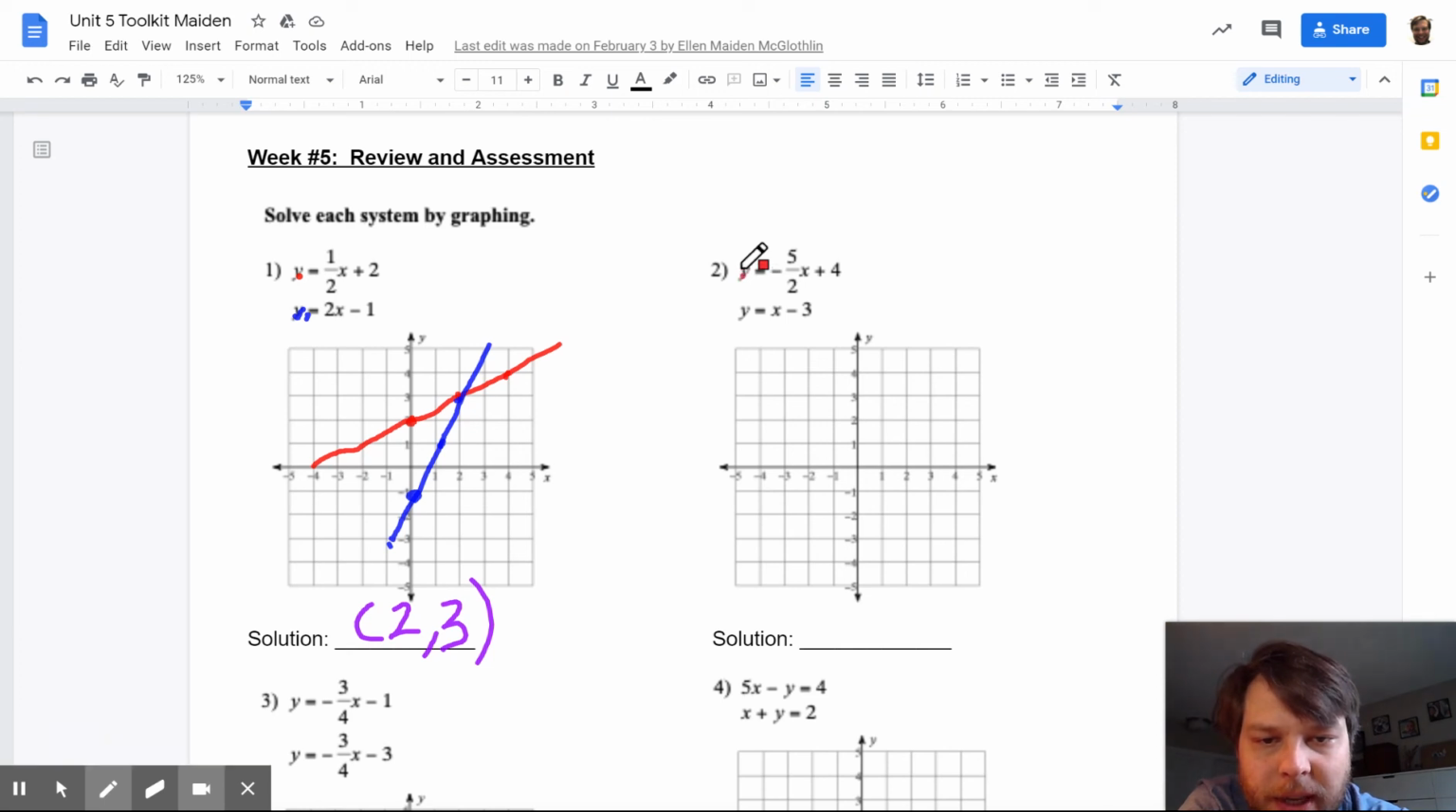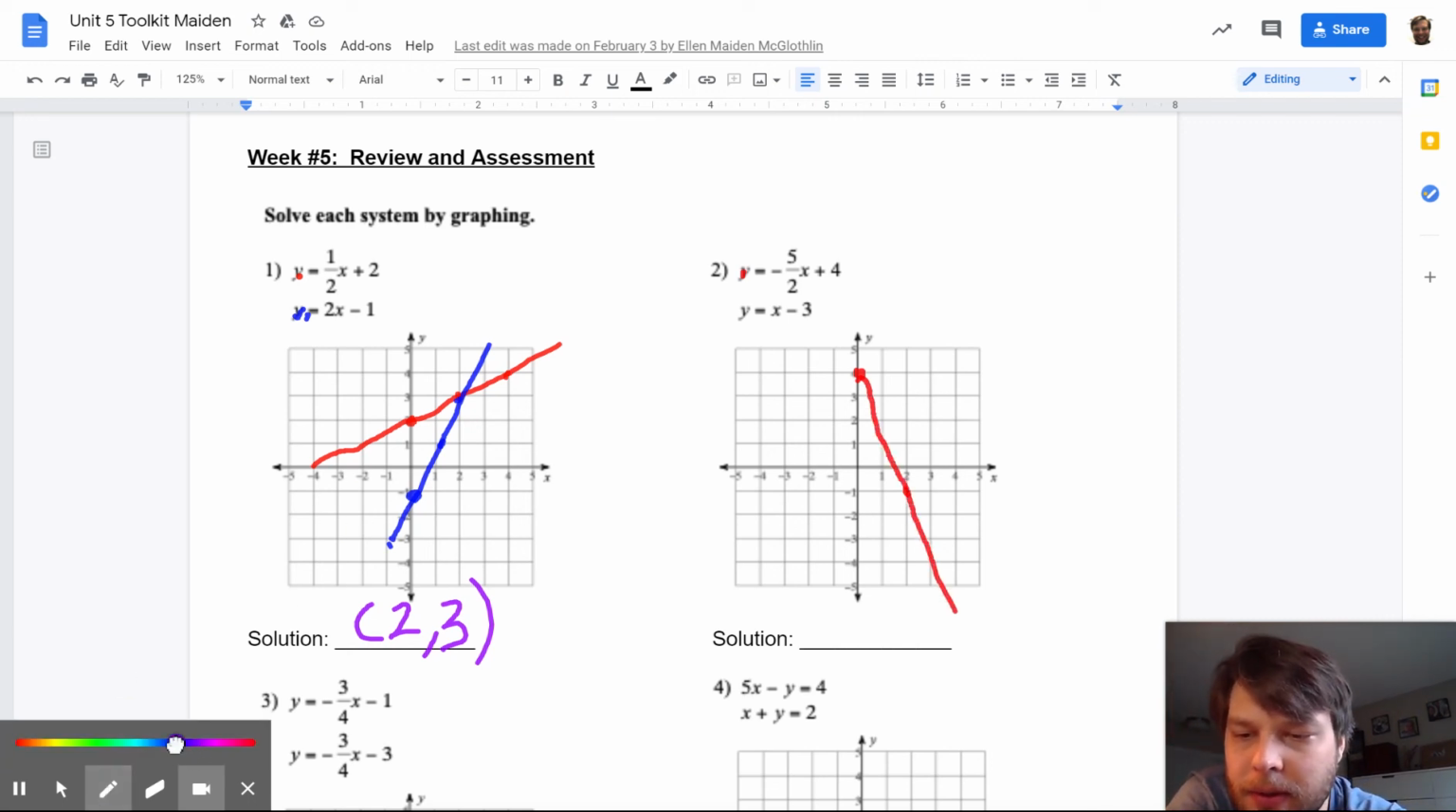On number 2, same idea. Red graph is the top equation. Y equals 4 is the y-intercept. I go down 5 over 2. I don't have any more space other than that, so I'm just going to call that good. Down 5 over 2. Connect my dots.